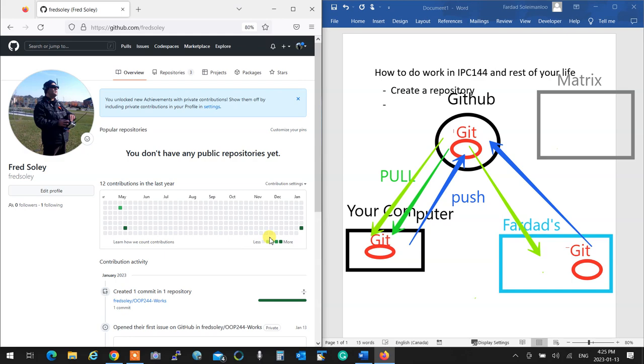Only my friend has it. At the door of his house, there is a slot which this goes into. That is a public key. If this private key and public key matches, the door of GitHub opens and you can go in.